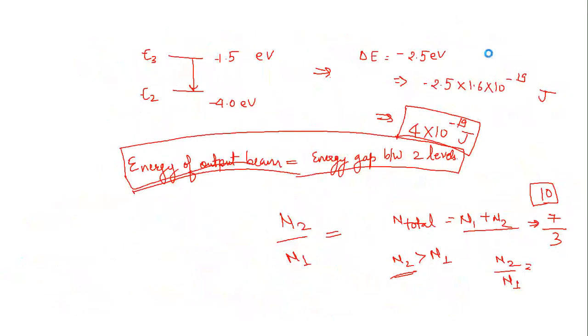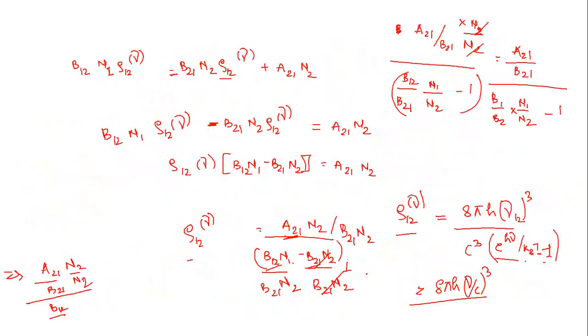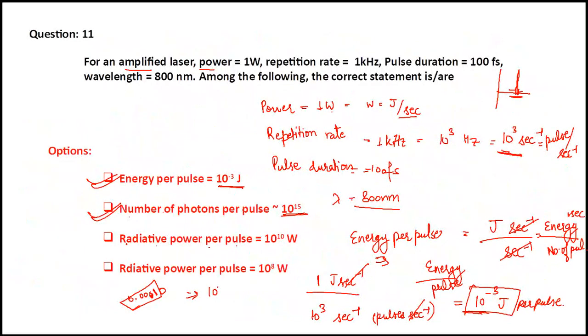Yeah, exactly, this I did wrong. Actually, this was not 200, this was to be 100. So it will be 1 upon 1, which comes to be 1 into 10 to the power 10. Okay, so the answer has come to be 1 into 10 to the power 10. Let's check which option it is. So this is also the right answer, not 10 to the power 8, but our radiative power per pulse has come to be 10 to the power 10 watt.